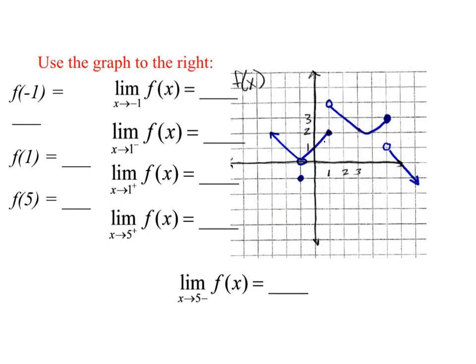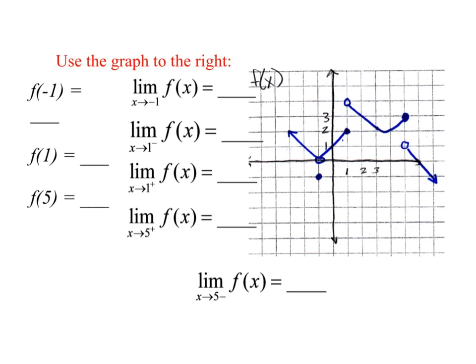And finally, just a little review of these graphs. All right, f of -1. So this is just saying what's the value of the function at -1. The value of the function is -1. Now, what is f of 1? F of 1 is 2. And what's f of 5? Well, the actual value is 3.